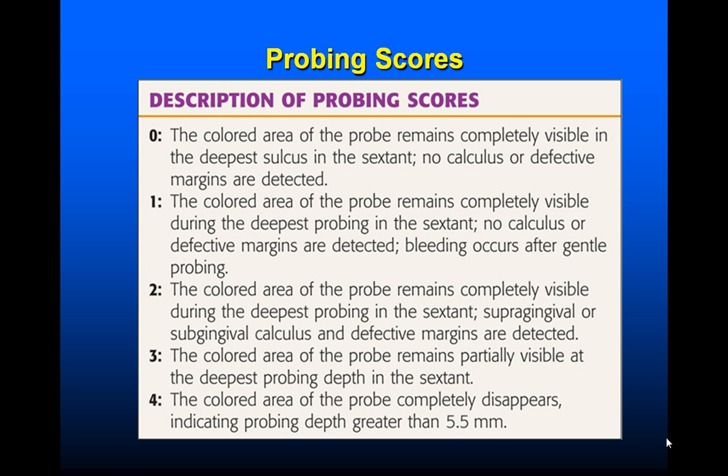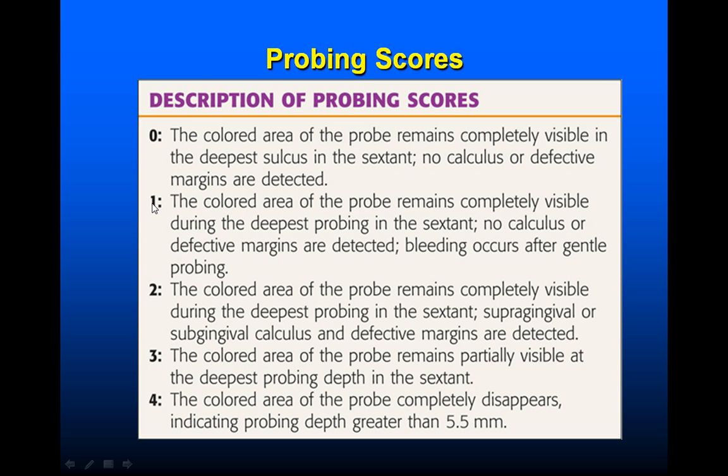So in each of those sections, the operator is looking for the deepest or the most unhealthy reading, and they're going to equate that unhealthy reading to one of these numbers. 0 is the healthiest score a patient can receive. With a 0, the colored area of the probe remains completely visible, even in the deepest sulcus in that particular sextant. The operator does not see any calculus or any defective margins during this probing.